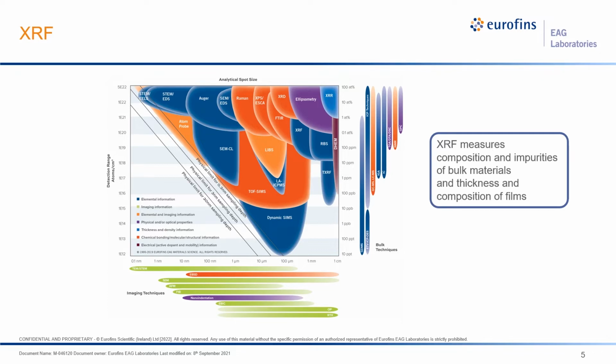Finally, you'll notice that the bubbles are color-coded. Blue indicates a technique that does strictly elemental analysis, while orange means that the technique can provide molecular or chemical state information, often along with quantitative or semi-quantitative elemental analysis. In this seminar, we're going to be discussing XRF, which is an elemental analysis technique, a blue bubble, that operates over large to moderately small sample areas. The technique measures elemental composition as well as trace level impurities in bulk materials, and also can measure thickness and composition of thin films.